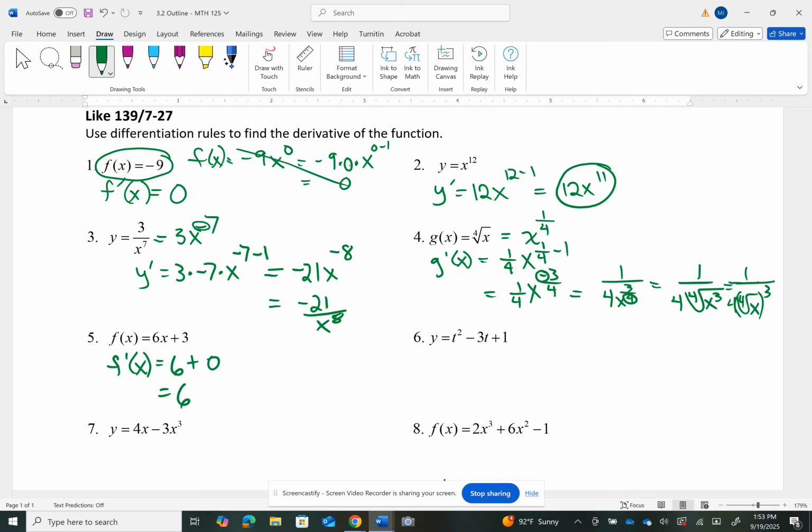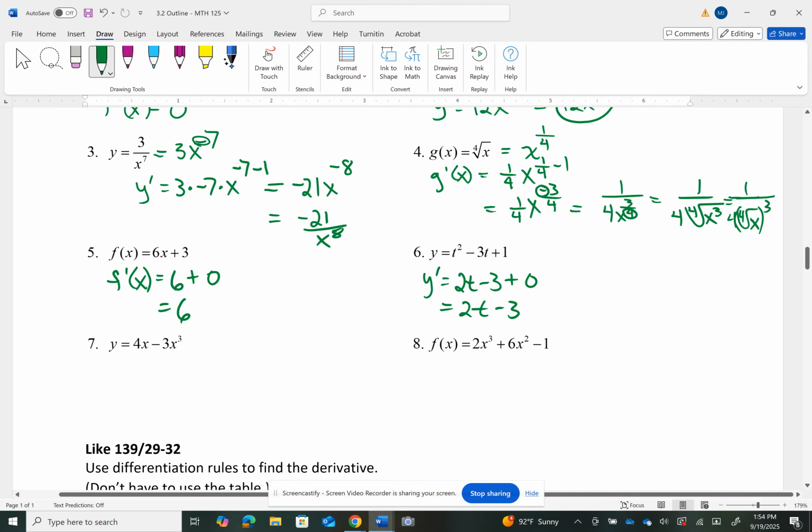Okay, on question number 6, the derivative of t squared would be 2t to the first. Derivative of negative 3t is negative 3. The derivative of 1 is 0, so 2t minus 3. Okay. Y prime of number 7, when you do the derivative of 4x, you get 4, and the derivative here would be negative 9x to the second.